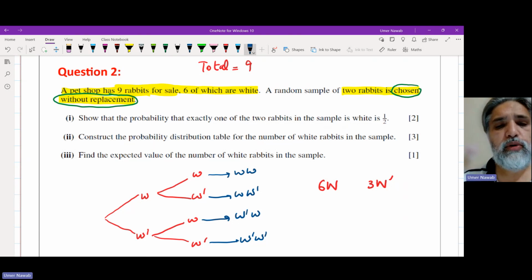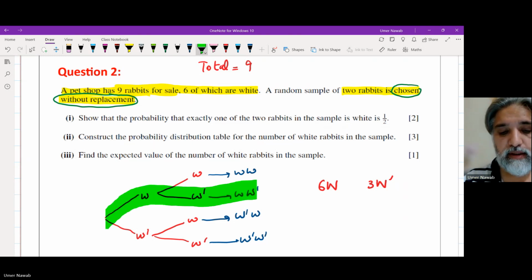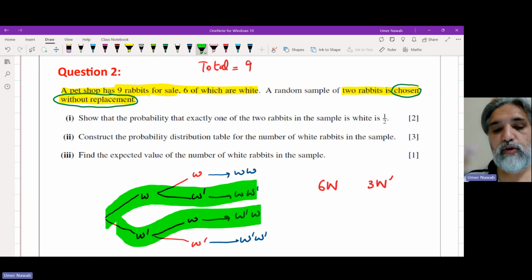Now, the examiner says show that the probability that exactly one of the two rabbits in the sample is white. So we need to go with this case and also with this case. So there are two possible cases we have. We can do the probability like this. I'm going to check that, guys. What is the probability of white? Hurry up. The probability of white is 6/9, and this is, hurry up, this is 3/9.